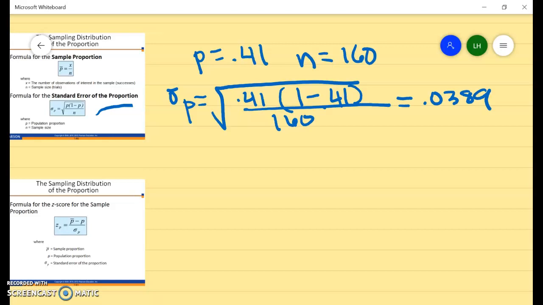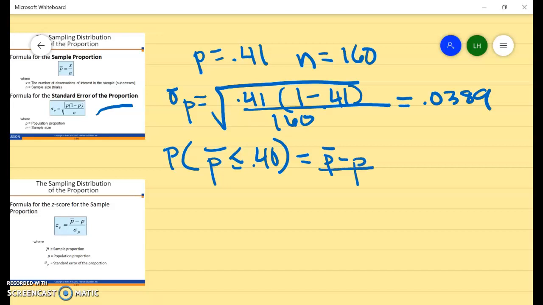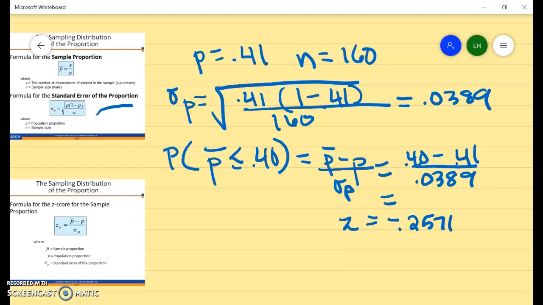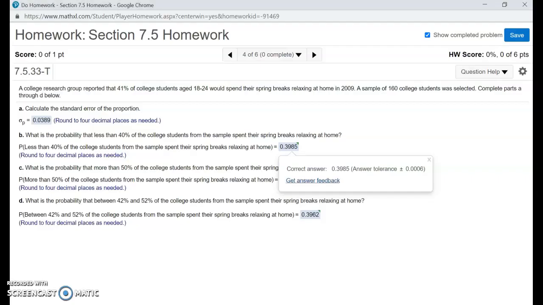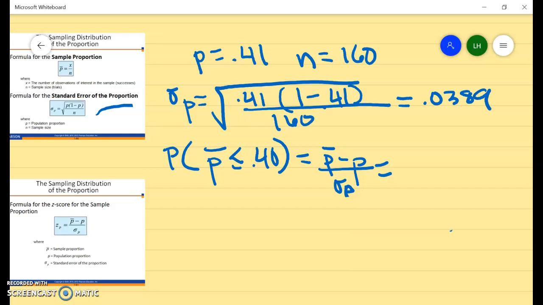Now, it says, what's the probability that less than 40% spent their spring break at home? So we already have the proportion. We want to know the probability that the proportion is less than or equal to 0.40. So we're going to do our z-score, which is the sample minus the population. Okay, and I need to backtrack here for a second to look at this again. Your sample proportion, that's what we're looking for, less than 40%.